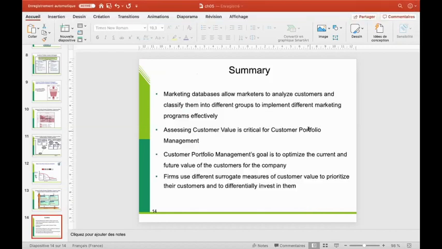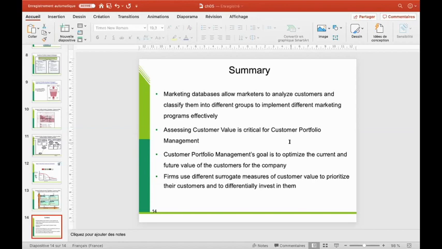To conclude, customer portfolio analysis is based on marketing databases that collect data in order to analyze customers and to classify them into different groups to implement different marketing programs effectively. Assessing customer value is critical for customer portfolio management. So we have seen it's important to calculate the actual customer value, but also the potential customer value. Customer portfolio management's goal is to optimize the current and the future value, so the value of the customers now and the value of the customers in the future, based on customer life cycles.